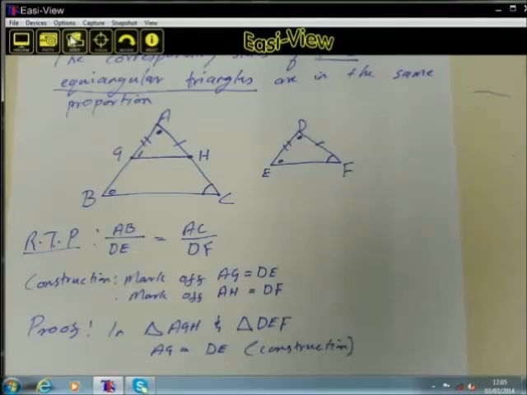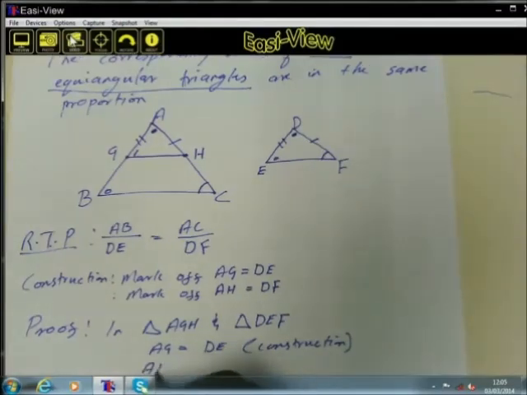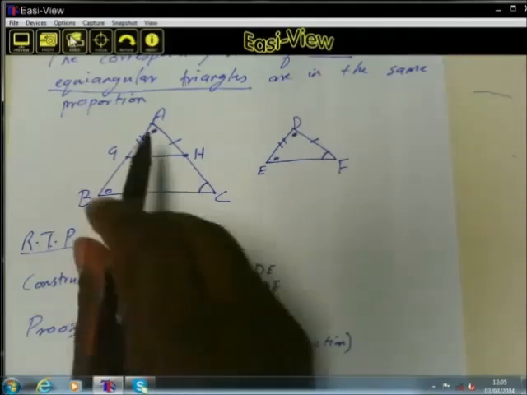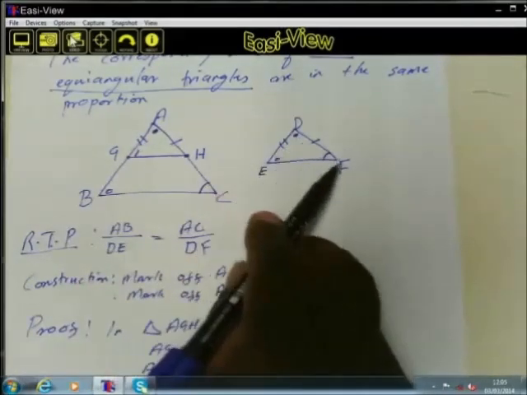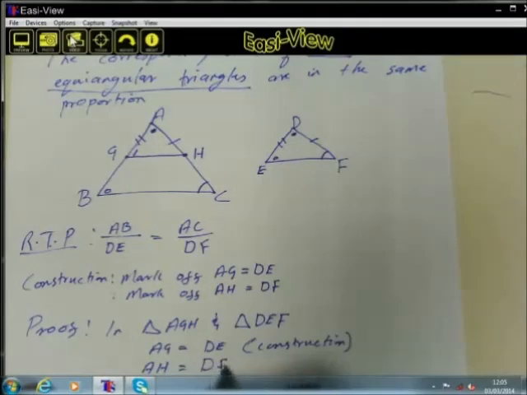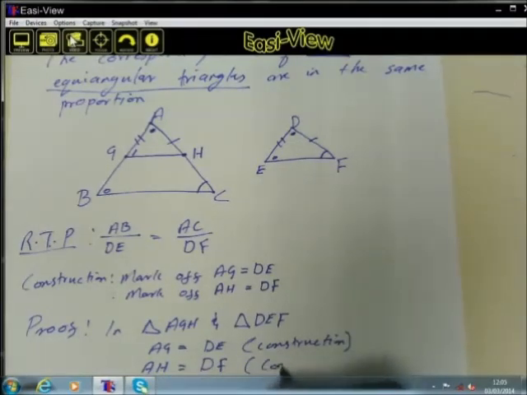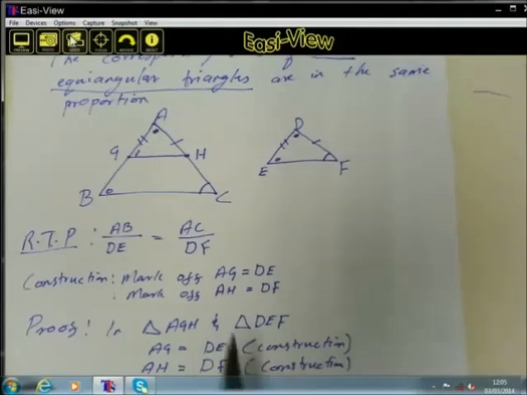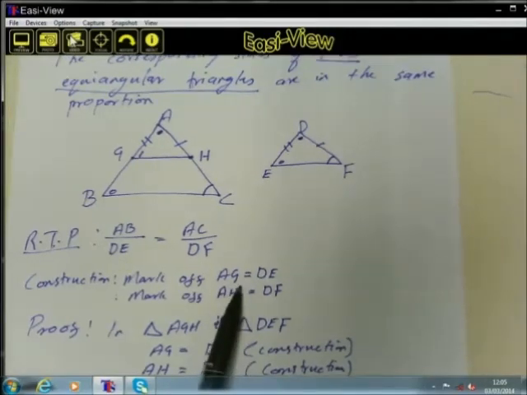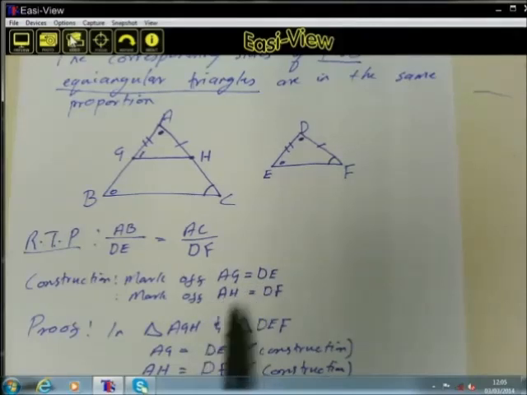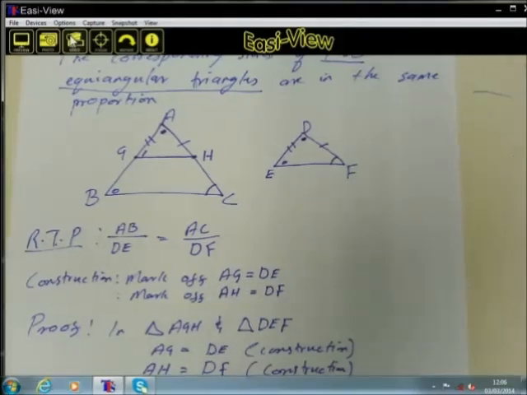Yes, you can give me the other one. Correctly so, AH is also equal to DF. Construction again. The reason is still construction, because that is according to our construction there. We constructed AG to be equal to DE and AH to be equal to DF. That is according to our construction.